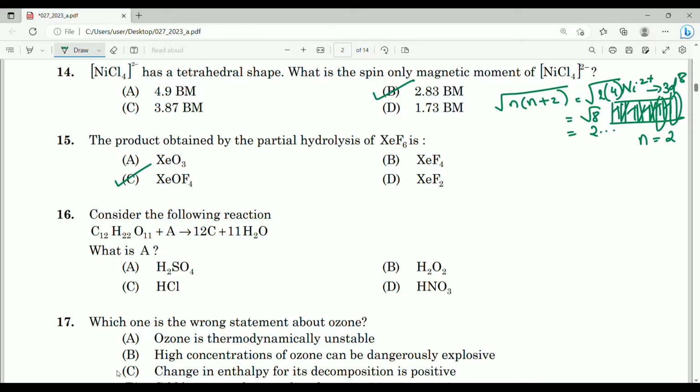16th question, consider the following reaction. C12H22O11, that is sugar, plus A gives 12 carbon plus 11 H2O. So sugar is treated with some compound and it will get charred. So carbon is produced. That means a strong acid should be given. The options are H2SO4, H2O2, HCl, HNO3. The correct answer will be H2SO4, sulfuric acid.